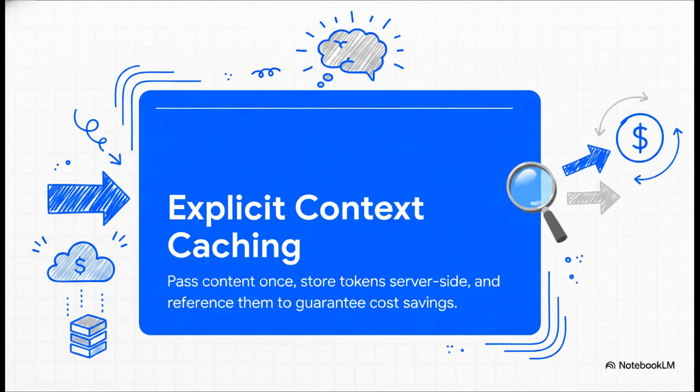So unlike implicit caching, which just happens automatically in the background for some models, explicit context caching puts you firmly in the driver's seat. Basically, it's a mechanism where you pass content to the model once, store those input tokens on the server side, and then just reference them in your subsequent requests to guarantee cost savings. You are essentially building a temporary, highly accessible memory bank for your model, giving you direct intentional control over what is stored and exactly how long it stays there.